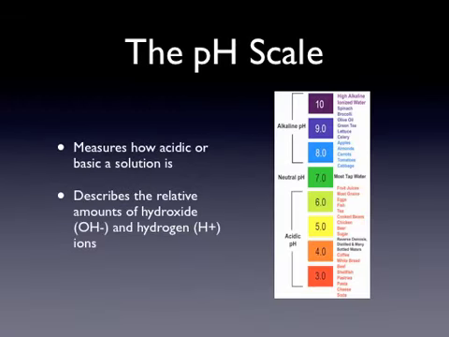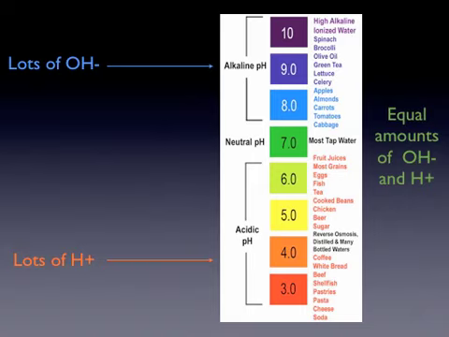The pH scale is a measurement of the amounts of hydrogen and hydroxide that we find in a solution. It tells us how acidic or basic a solution is. Substances that have lots of hydroxide ions are alkaline or basic. Substances with lots of hydrogen ions are acidic. When they have equal amounts of hydroxide and hydrogen ions, we consider them to be neutral.